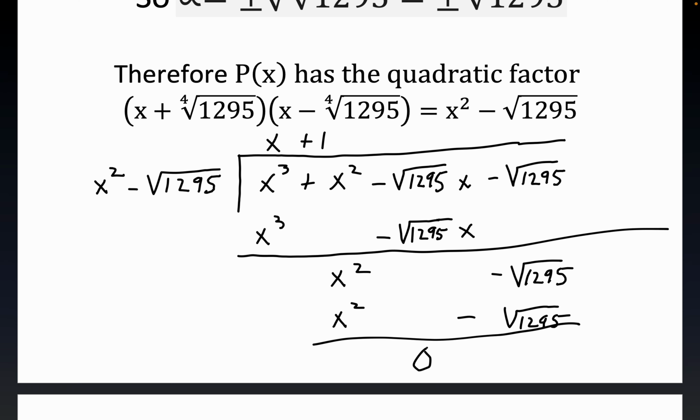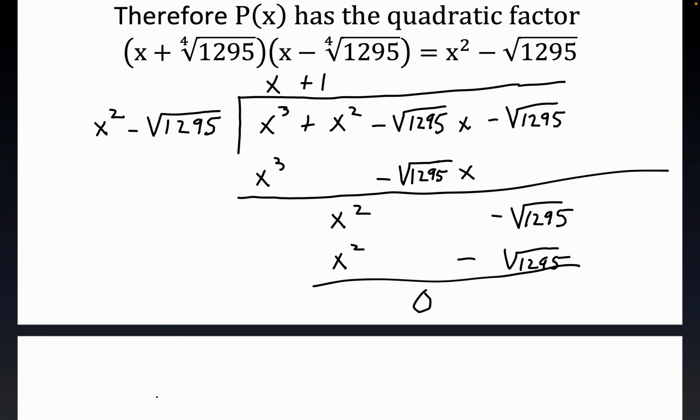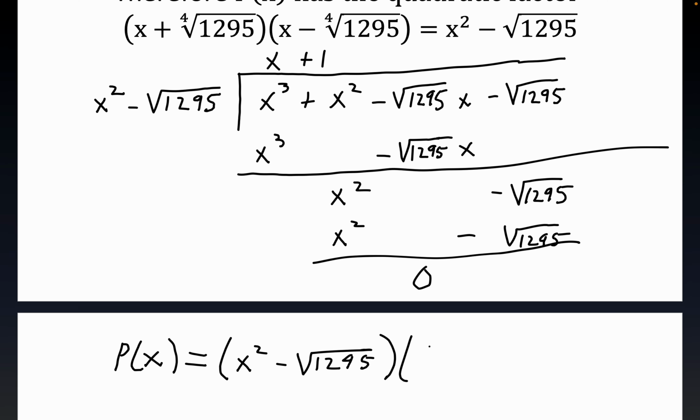Now, what does that mean? That means that p of x is equal to this quadratic that we calculated right up here, x squared minus the square root of 1295, times x plus 1.